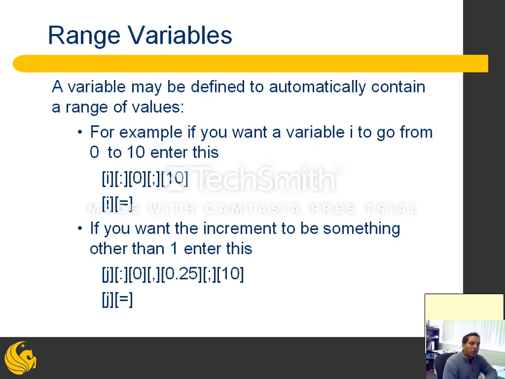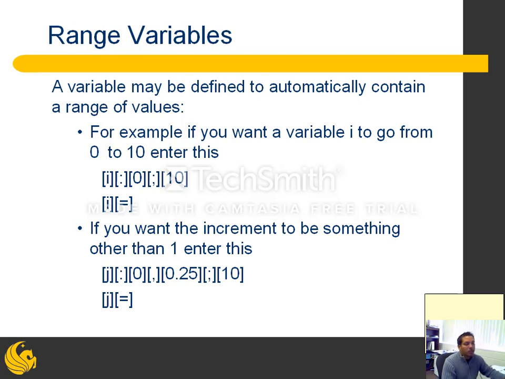Now let's talk about range variables. A range variable is a way of defining a variable that has multiple values. It is similar to an array, but it's not an array, and I'm going to talk about the difference between a range variable and an array in a second. So pretty much it's just a variable that contains several values within it.